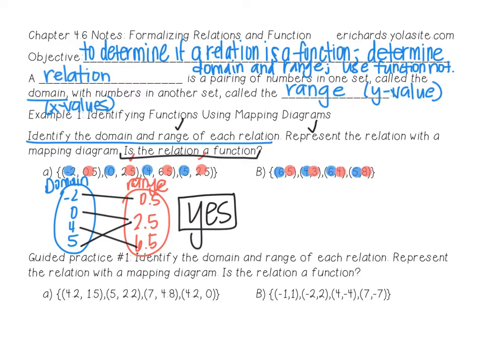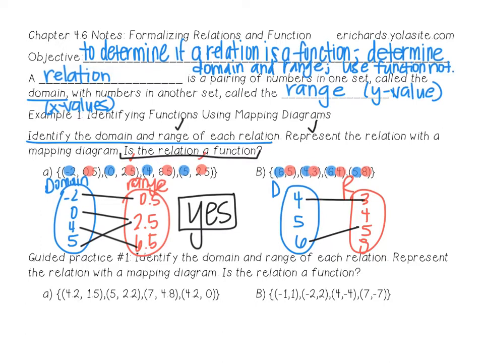And then we're going to do our mapping diagram. Domain in blue and range in pink. Domain in numerical order is 4, 5, and 6. Range in numerical order is 3, 4, 5, and 8. Now draw the lines that represent points. So from 6 to 5, from 4 to 3, from 6 to 4, and from 5 to 8. You have your mapping diagram.